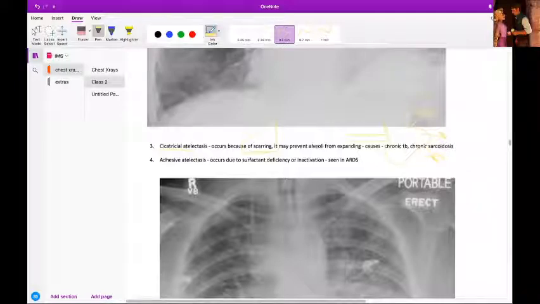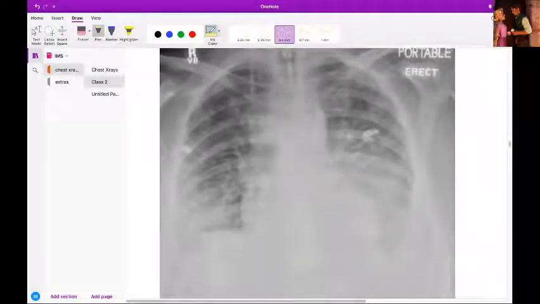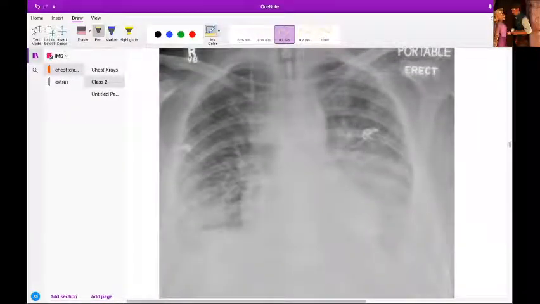Then the next type is adhesive atelectasis. So basically, the alveoli have surfactant in them, right, which prevents them from collapsing. So if there is any deficiency of the surfactant or inactivation, seen in acute respiratory distress syndrome, there'll be surfactant deficiency and the alveoli will collapse. So that will cause atelectasis. Okay, so that is adhesive atelectasis. Like this, this is ARDS, and there's diffuse atelectasis because of adhesive atelectasis.